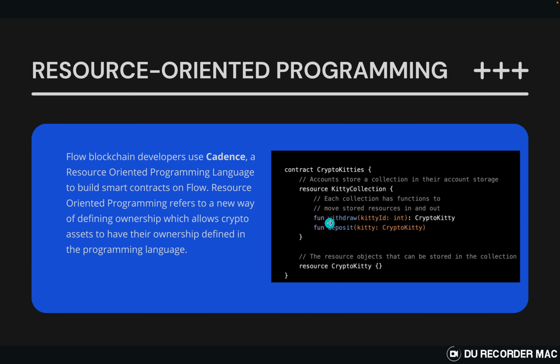Now, if you look at the right here, there is a keyword, resource. This is just an example. This is Cadence, and it looks almost like Solidity, but it's Cadence. This is the keyword resource, and it is applied to a kitty collection. And this is also resource, applied to a CryptoKitty. So when you put resource on each of these variables, it helps the programming language to understand that this entity right here is a resource.